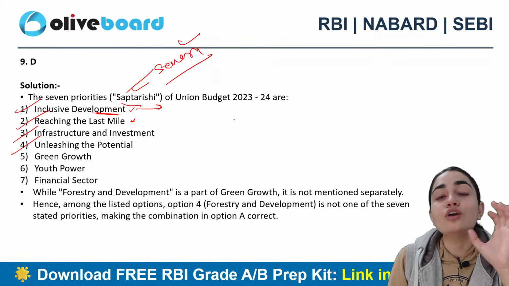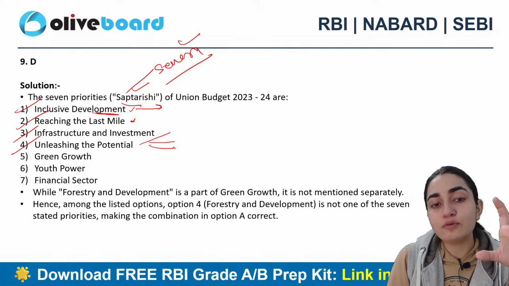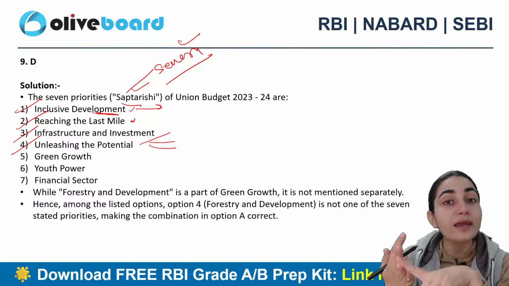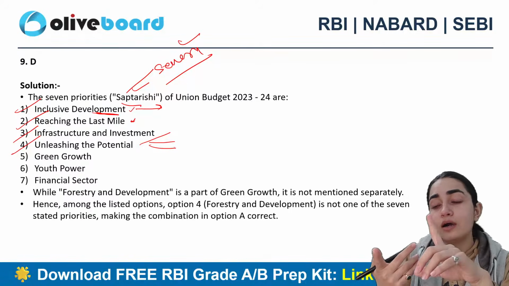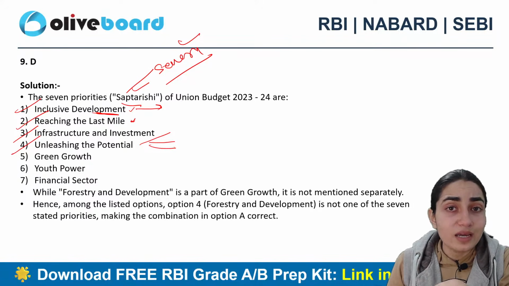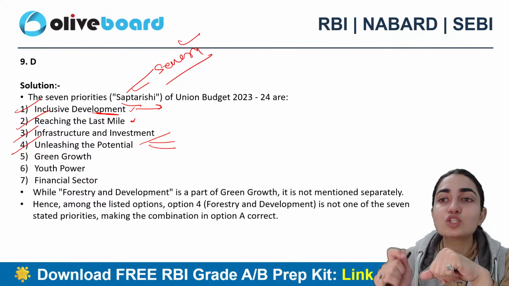Unleashing the potential. For example, now you people would be watching that we are continuously experimenting with Make in India, PLI initiative, manufacturing scheme, services sector, agricultural sector, and many more as well. Why? Because every sector is having its own potential.